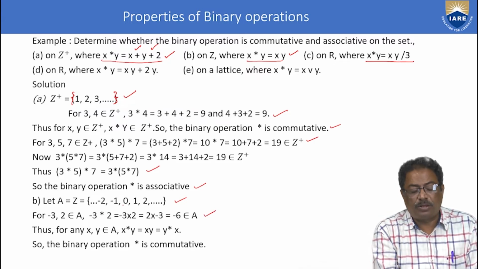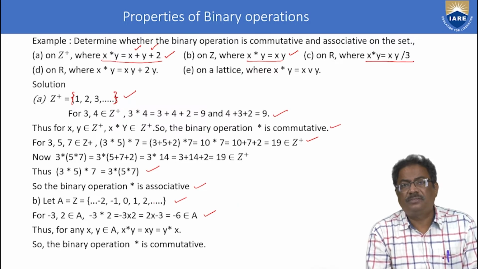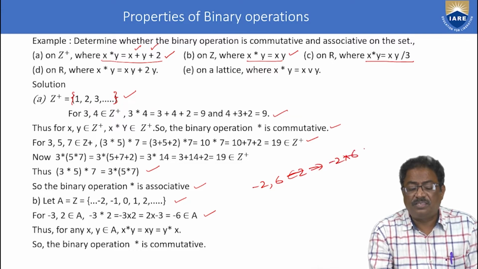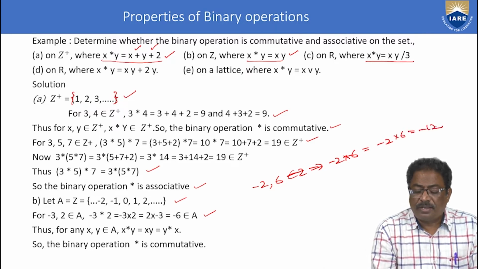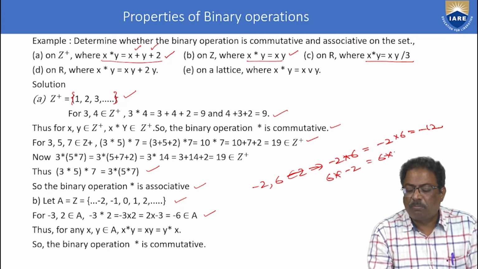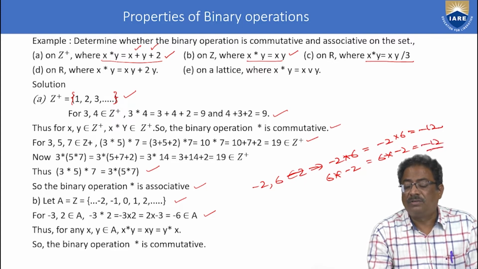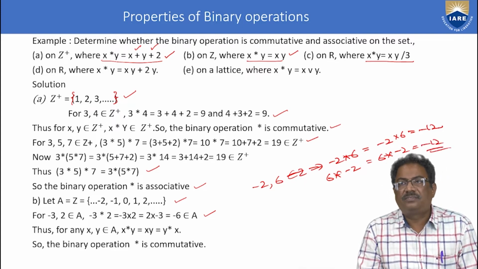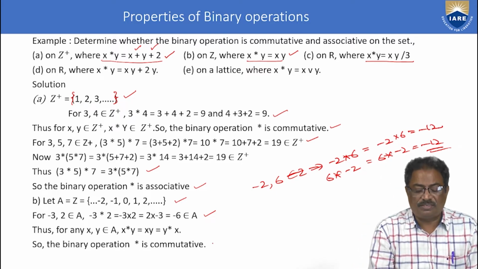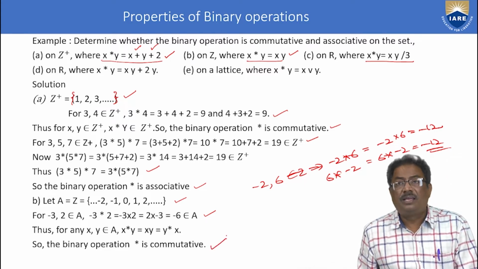If I am taking any two numbers x, y, let us say -2 and 6, belonging to Z, then -2 star 6 is equal to -2 into 6, which is -12. And 6 star -2 is 6 into -2, which is also -12. That means it is nothing but a product of two numbers, either A into B or B into A. Then we are going to get the same number, so automatically it satisfies the commutative law.